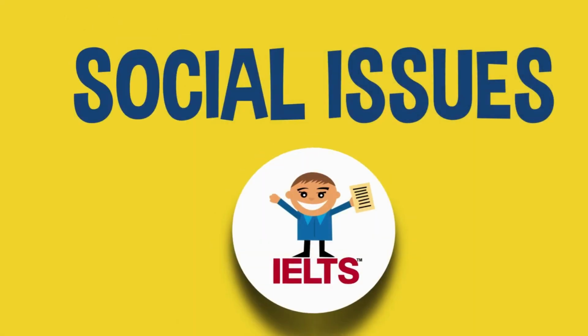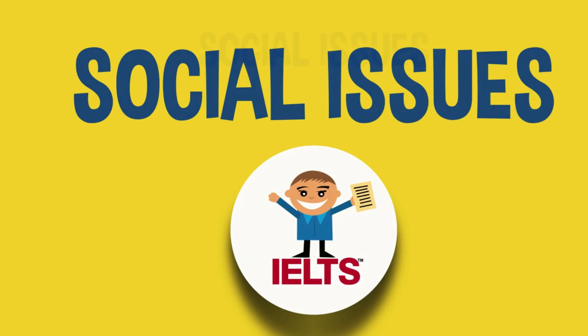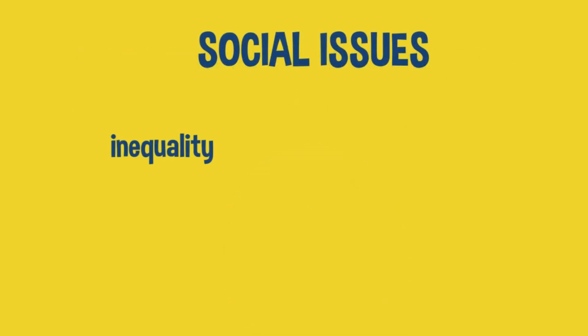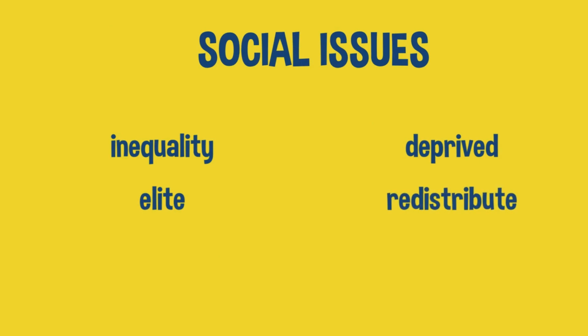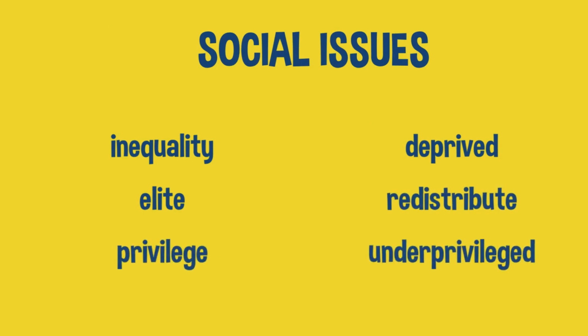In this video, we're going to look at 7 words connected with social issues. And here are the 7 words: inequality, deprived, elite, redistribute, privilege, underprivileged, multicultural.